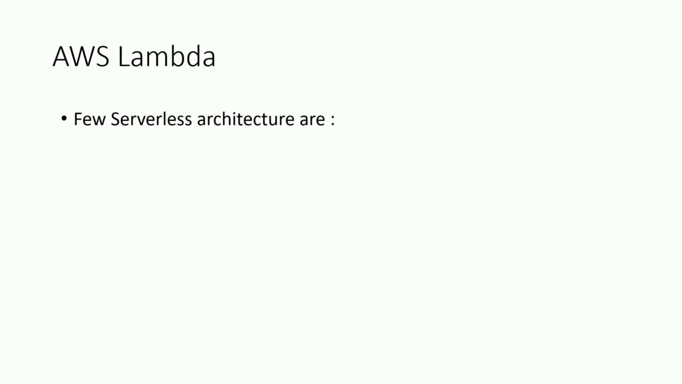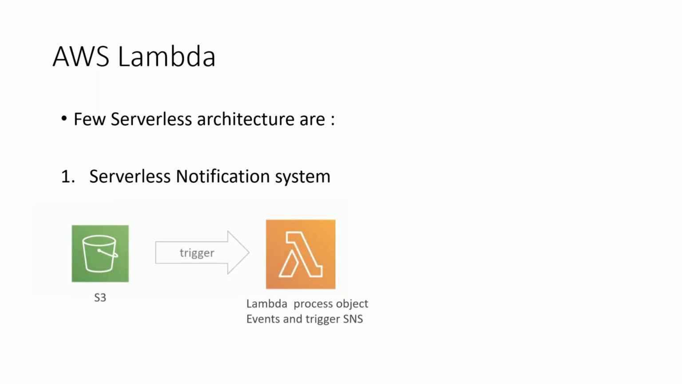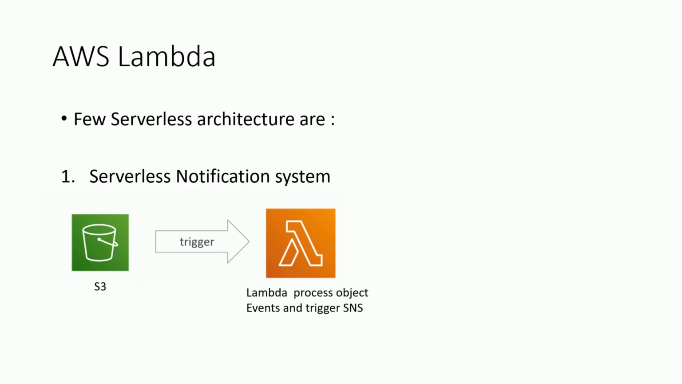Now we will look at different architectures we can build using this serverless technology and AWS Lambda. The first example I'm going to take is a serverless notification system. Now I will explain what this serverless notification system is. We have an S3 bucket and we are inserting objects into the S3 bucket, like some text files.